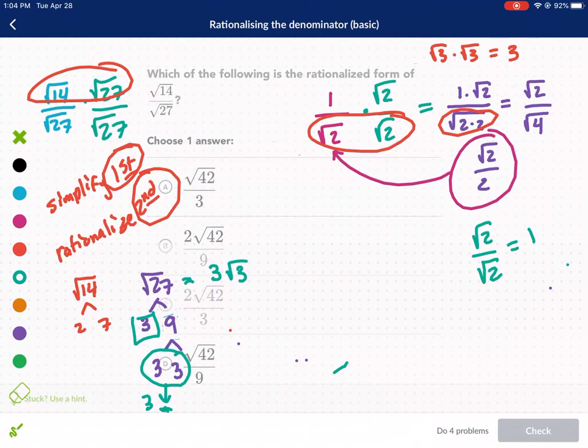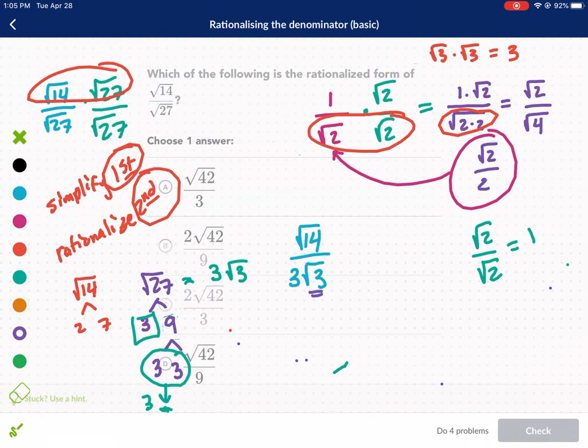So we can rewrite this entire expression as the square root of 14. We saw that we couldn't simplify that, over 3 times radical 3. Now we have a much easier radical to deal with. What do we multiply by?